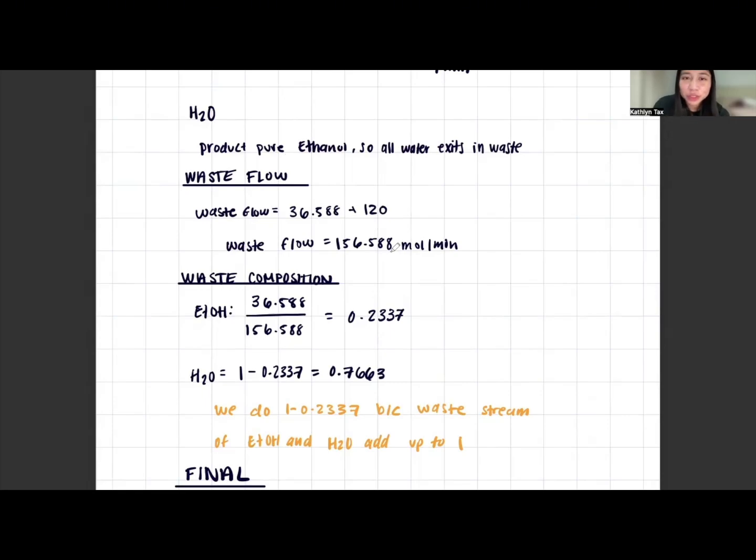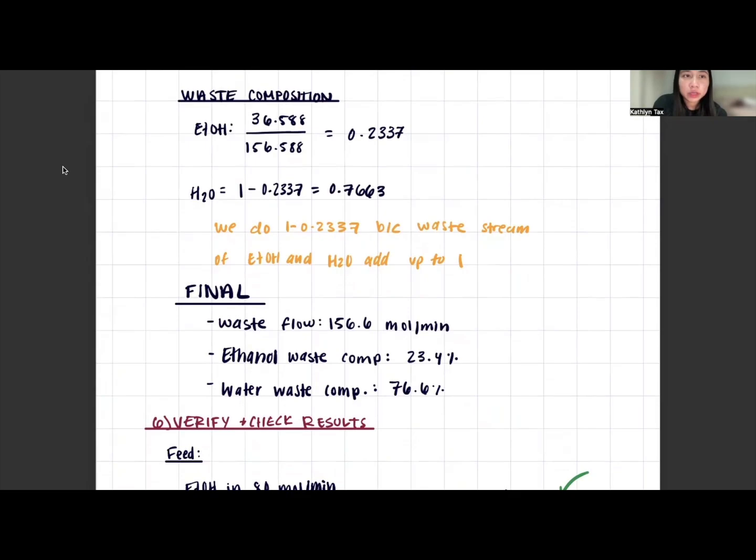To find the waste composition, we divide by the waste flow. For ethanol, it would be 0.2337, and since the waste compositions of ethanol and water total 1, to find the waste composition of water, we simply subtract the waste composition of ethanol from 1. That gives us 0.7663. Simpler, easier way. So finally, our waste flow is 156.6 moles per minute. The ethanol waste composition is 23.4%, and the water waste composition is 76.6%.